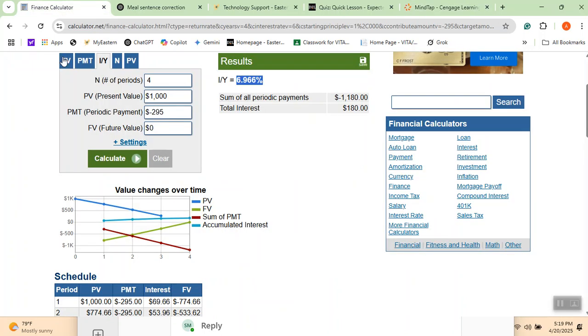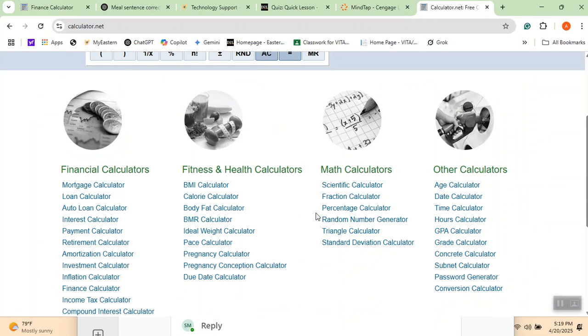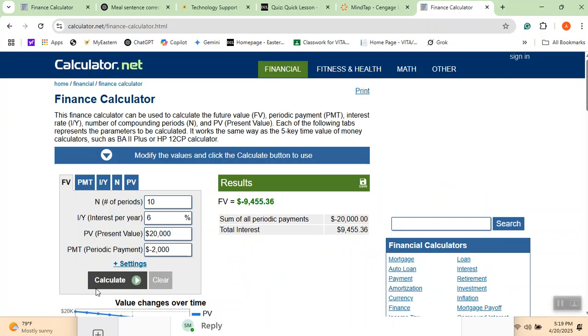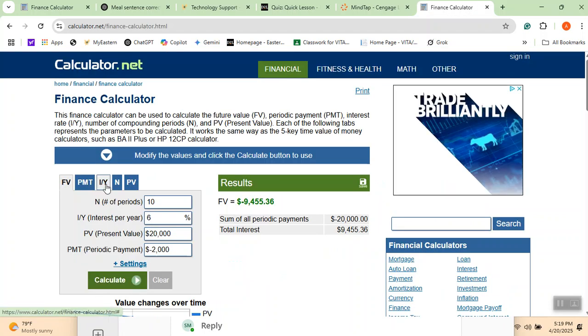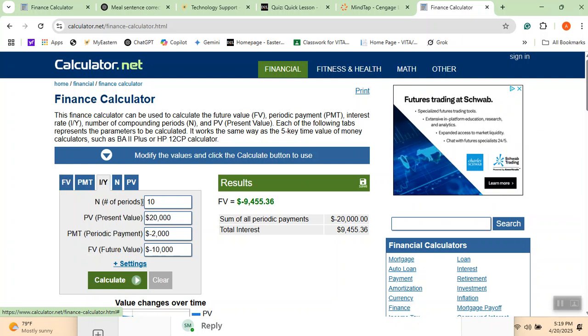Do you see this is calculator.net? Let me show you how I got calculator.net. When I came here, I clicked on finance calculator. After I clicked finance calculator, I want to click I. I means interest, means rate. Therefore, I click here. It is asking you for how many years you are getting those $400. That's for 4 years. It is asking how much you are getting from the bank, the present value of the money. That is $1,000 I am getting from the bank.